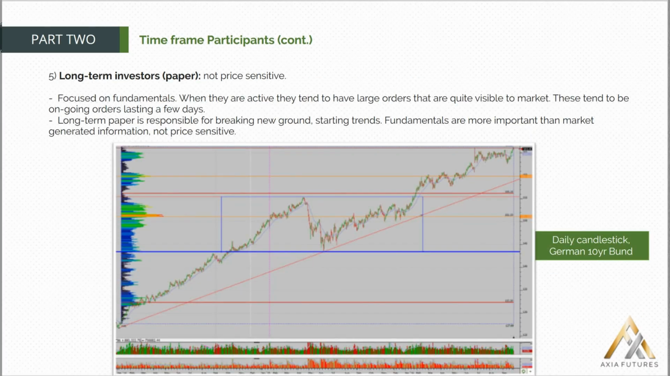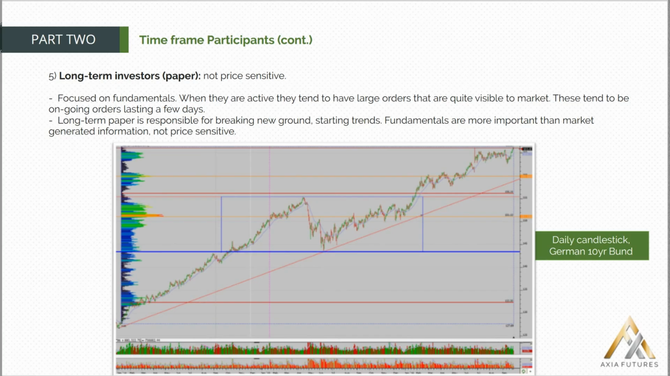The last time frame participant and the most influential time frame participant is the long-term investor, also known as paper traders. First and foremost, they're not price sensitive. Paper traders tend to focus heavily on the fundamentals, giving more attention to the fundamentals than the technicals. When they're active, they tend to have very large orders and they're quite visible to the market. More importantly, these orders don't tend to just occur for one day, but they tend to be ongoing for a number of days, even weeks.